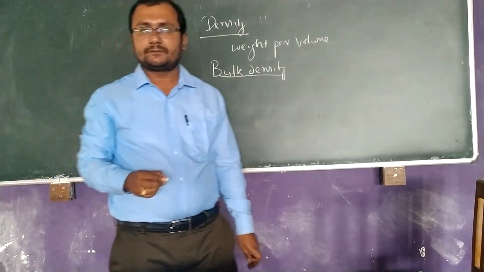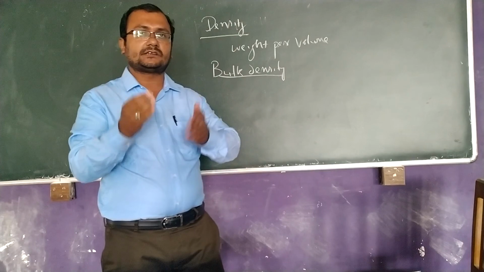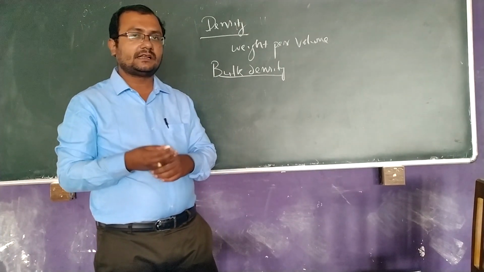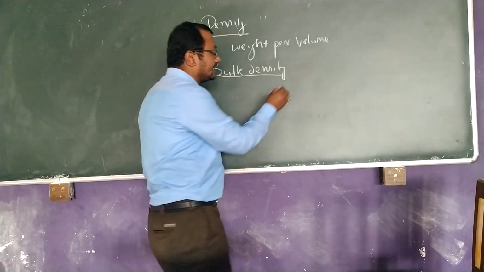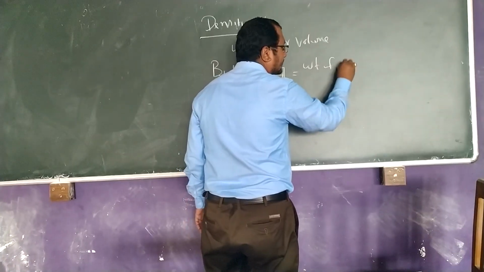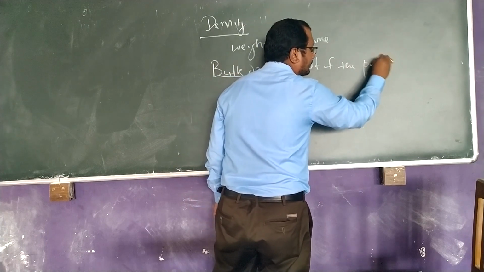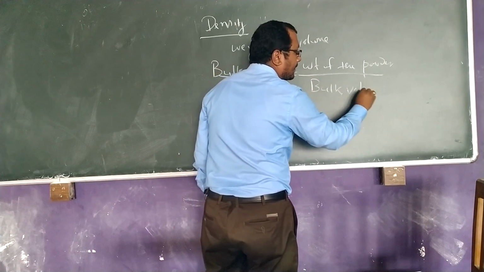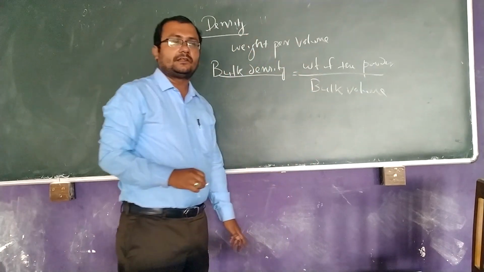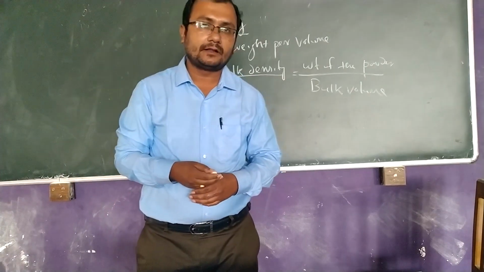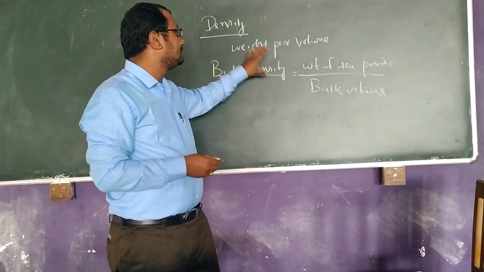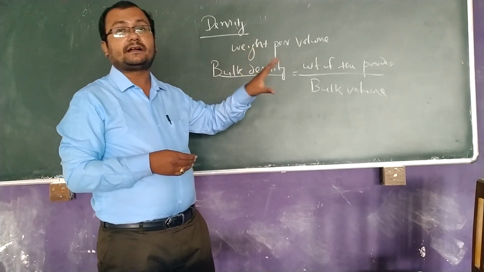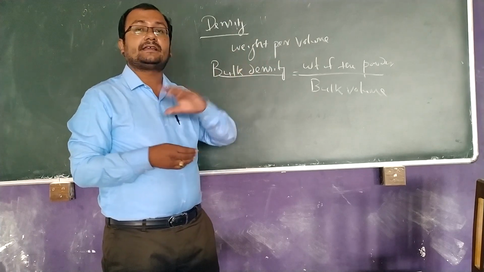What is this bulk density? When we take the weight of the solid powders and divide it by the bulk volume, then we can say it's the bulk density. That means we can write weight of the powder divided by bulk volume. So that we get the bulk density term. This bulk density consists of interparticle spaces and intraparticle spaces.